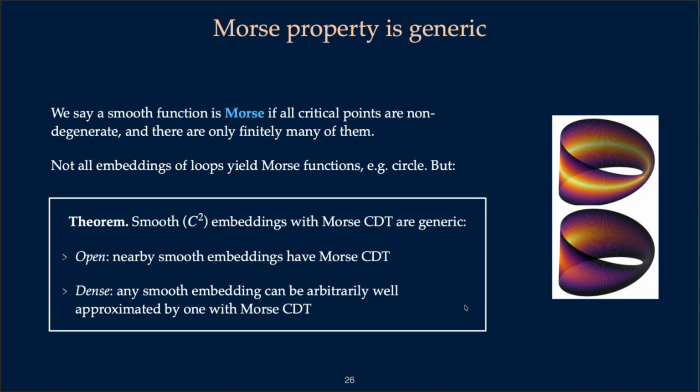So for each such Morse embedding, if you look at the neighborhood of all such embeddings, all of them have finitely many critical points. You always find a small enough neighborhood where all of them have finitely many critical points. The other thing is possibly more meaningful, which is that any smooth embedding can be arbitrarily well approximated by an embedding that has this property. So for example, take a circle, I can arbitrarily approximate this function with a function of that from the saddle point. So this is kind of the big result we've proved.